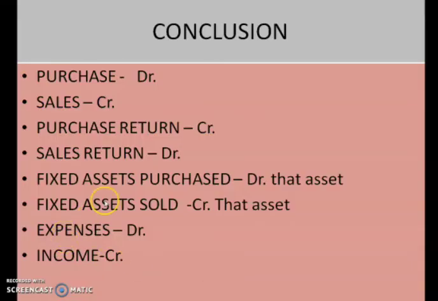So children, you have to remember that while purchasing goods, purchase will be debited. While making a sale, sales will be credited. Purchase return, you have to think opposite of purchase, that is credited. Sales return is opposite of sales, that is debited. When you are purchasing a fixed asset, the asset account will be debited. When you are selling the fixed asset, the asset account will be credited. Expenses are debited and incomes are credited.